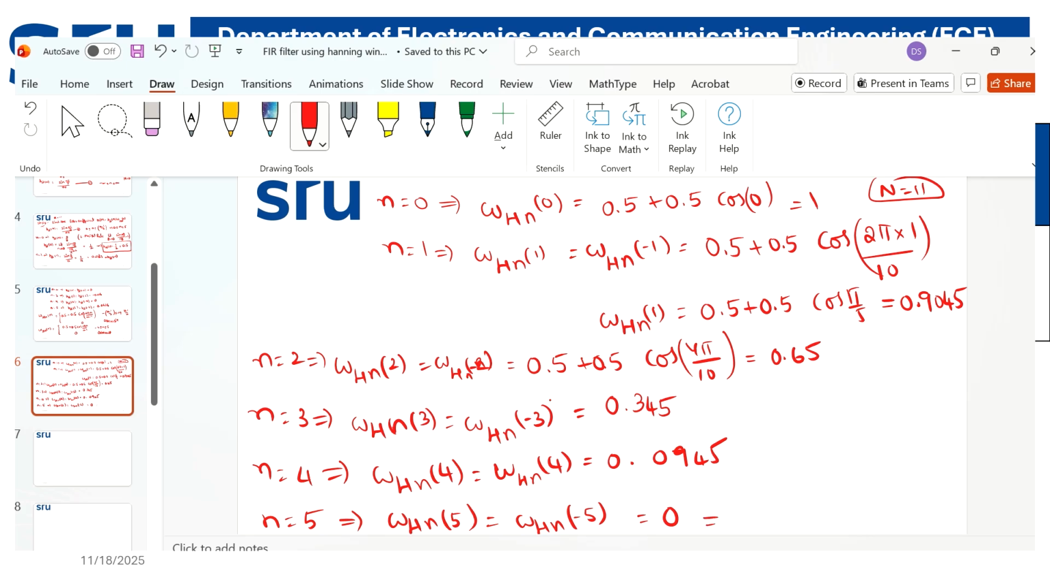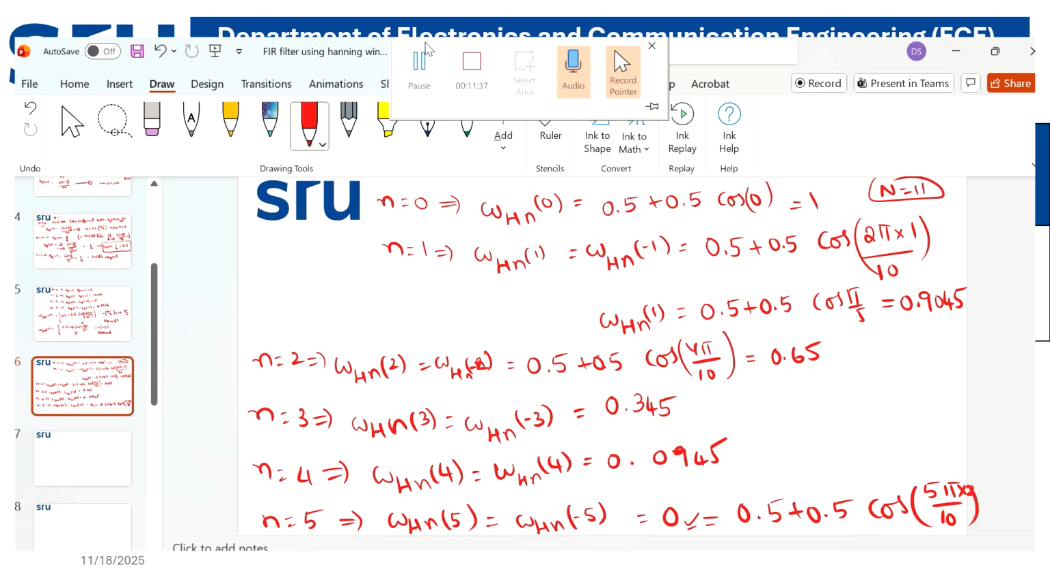So why is it 0? 0.5 plus 0.5 cos of 5 pi by 10. So 5 into 2, 10 pi by 10. Cos pi value is minus 1. 0.5 minus 0.5, the value becomes 0.